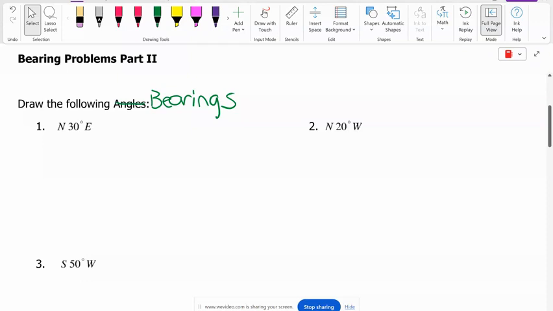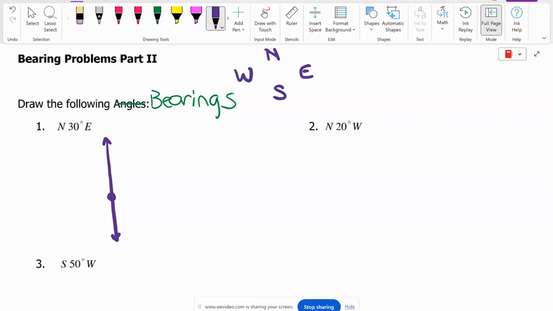So if we want to draw a bearing with a specific direction, for example, north 30 degrees east, what we're going to do is we have our starting point, and we always use our north-south line as our reference line. And then we're going 30 degrees east. Remember, never eat soggy waffles, right? So if we're going northeast, I'm going up and to the right. So this would be a bearing of north 30 degrees east.